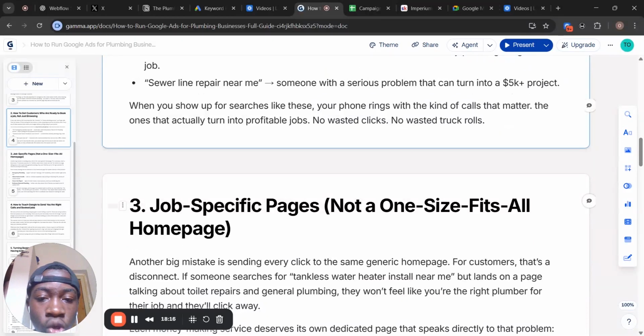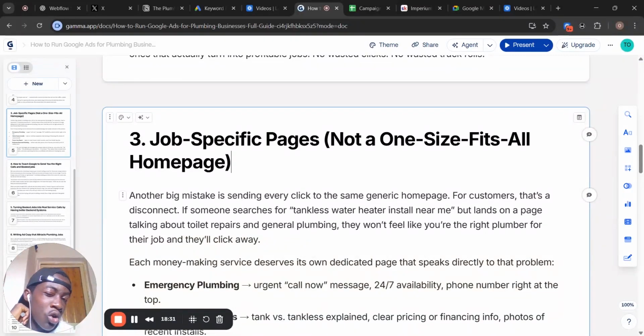So the third one here is job specific pages, not a one size fits all homepage, which I see a lot of plumbers, and in general a lot of local service businesses, do. I see this a lot, and it costs you more conversions than you actually know. Someone searches sewer line repair, you take them to your homepage. Someone searches water heater installation, you send them to your homepage. It is not relevant. What they see on your ad and what they see on the landing page must correlate exactly. There has to be no incongruency.